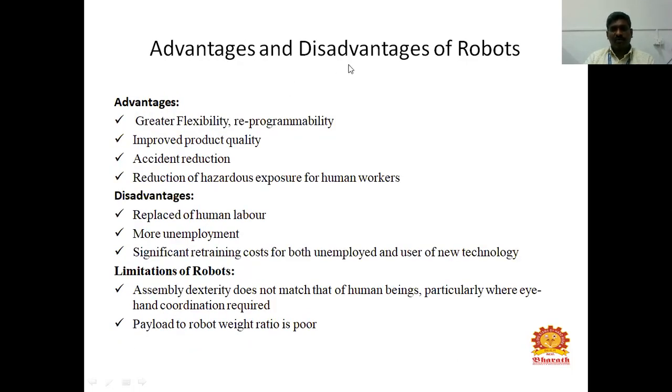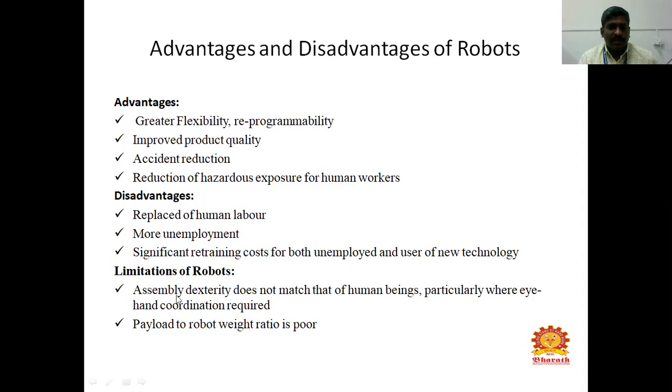Now the advantages and disadvantages of the robot. Advantages are greater flexibility, reprogrammability, improved product quality, accident reduction, and reduction of hazardous exposure of the human worker. The disadvantage is the replacement of human labor, which makes more unemployment, and significant retraining cost for both the unemployed and the user who needs the new technology. So the major drawback of the robot is making more unemployment.